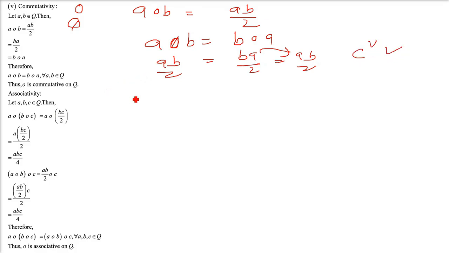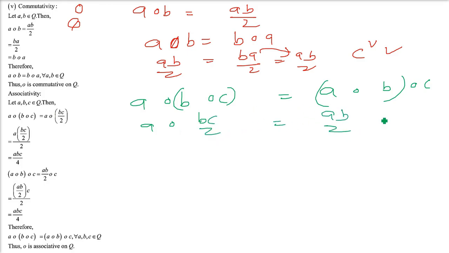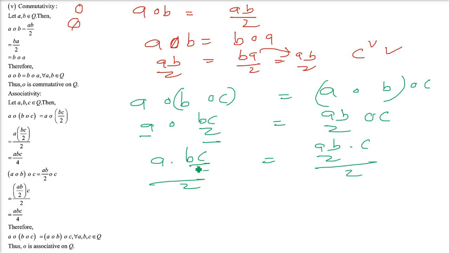Now coming to associativity. Associativity is (AOB)OC equals AO(BOC). B and C first, A and B later. So A operation BOC is BC by 2. Then we have AB by 2, operation C. So first this, then multiplied and divided by 2. So A into BC by 2 divided by 2. Then we have AB by 2 multiplied by C and then divide by 2. Okay. So you get ABC by 4. Here you get ABC by 4. They are equal now. So this operation is associative.